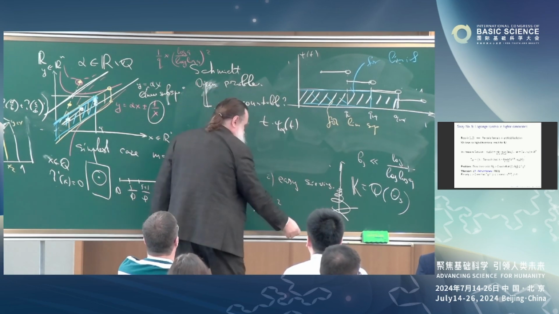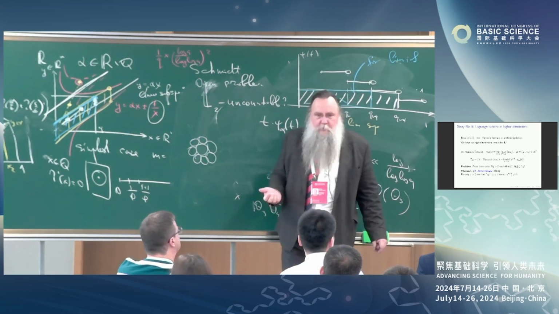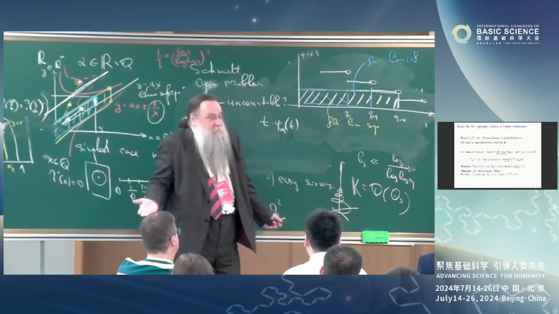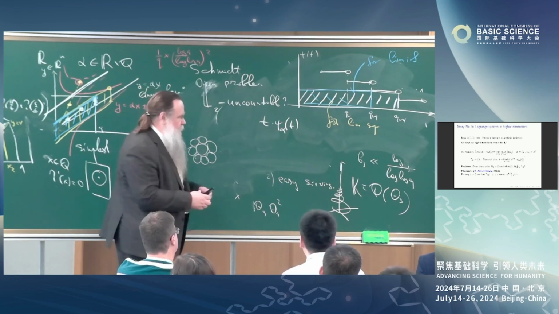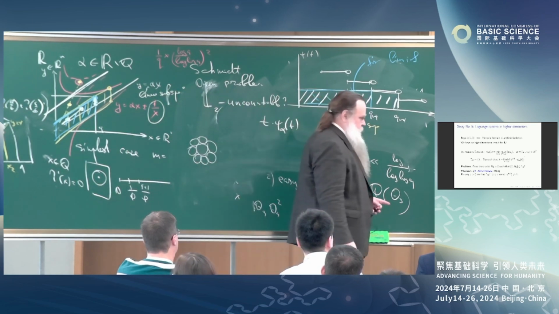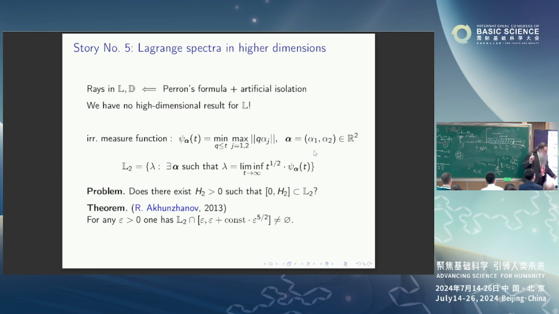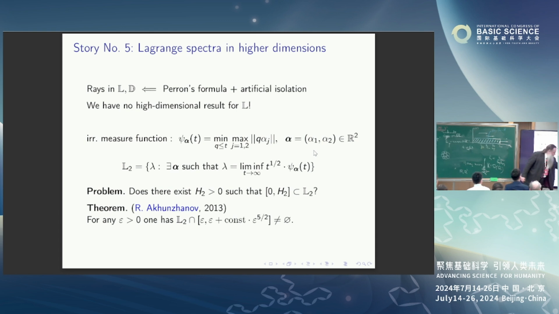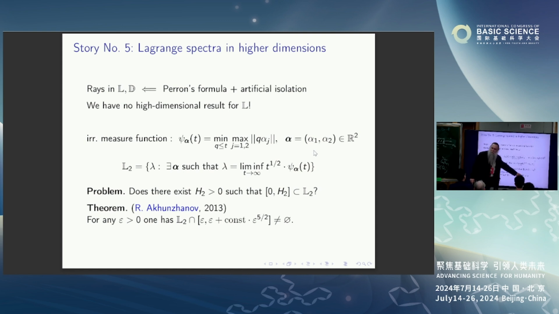It is terrible. It is absolutely clear that L2 is uncountable, but we do not have a proof. The best result I know is due to my student Akhundjanov, who proved that for every epsilon, there is an element of the Lagrange spectrum between epsilon and epsilon.